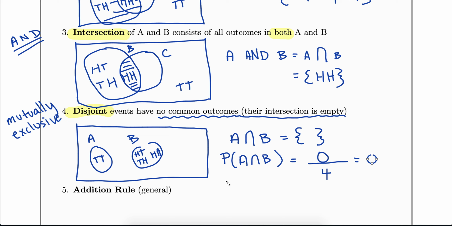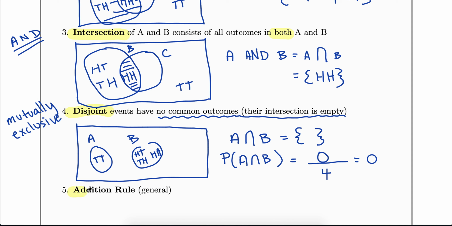Take a look at your events A, B, and C and see if you can find another pair that's considered disjoint. Right, A and C are also disjoint. A was heads, heads, A was tails, tails, C was heads, heads. They don't share anything in common, so those are also disjoint.